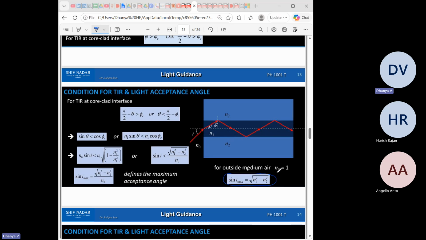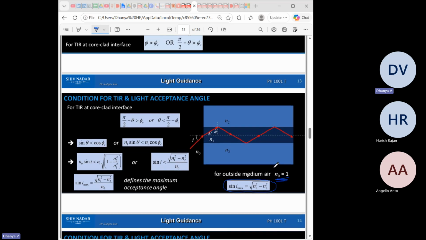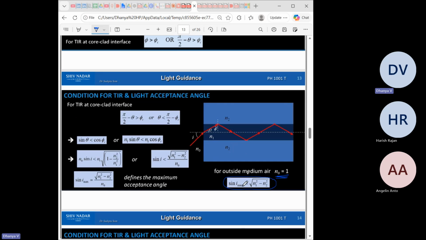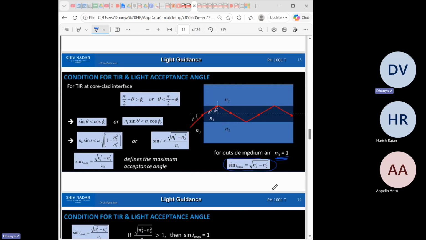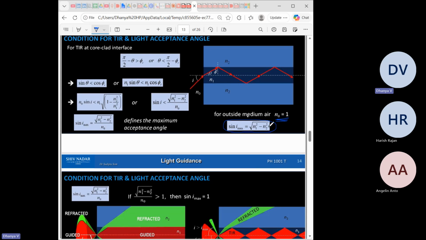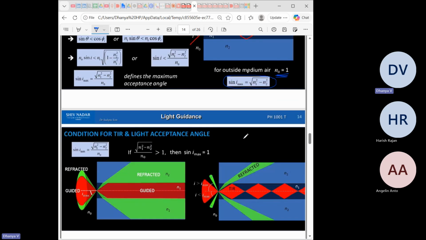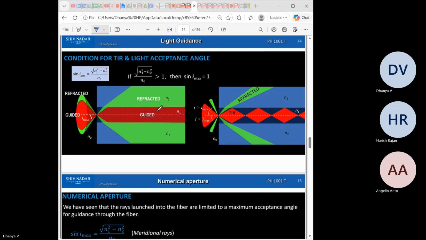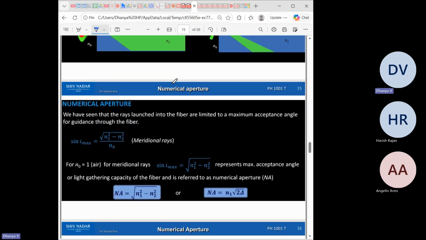Mainly when your outside medium is air, that means your n naught is equal to 1. By substituting in your initial formula, you will essentially get sine I max is equal to root of n1 square minus n2 square. This is a formula that will be very frequently used. It's the same thing that we have discussed.